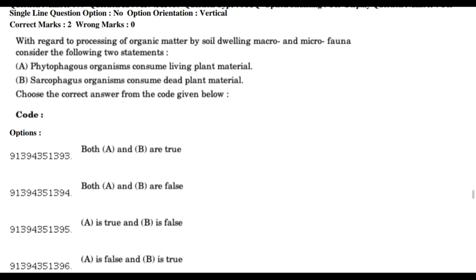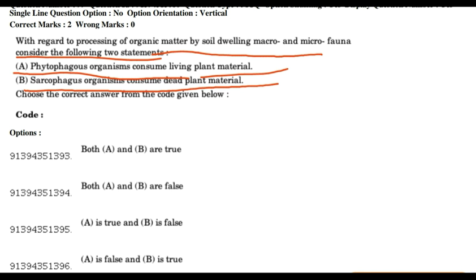Next, with regard to processing of organic matter by soil dwelling micro and macrofauna, consider the following two statements. Phytophagous organisms consume living plant material. Sarcophagous organisms consume dead plant material. So the right answer is both A and B are true.